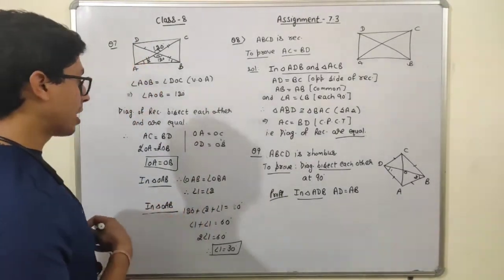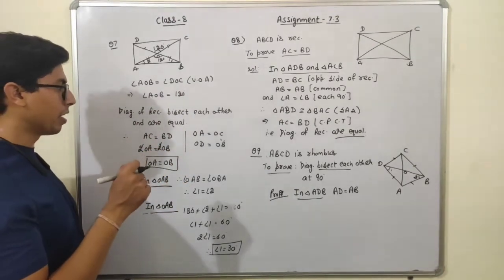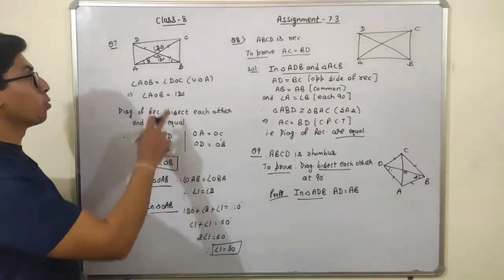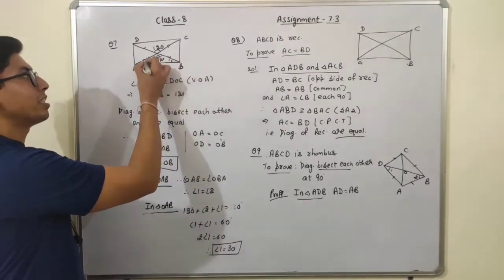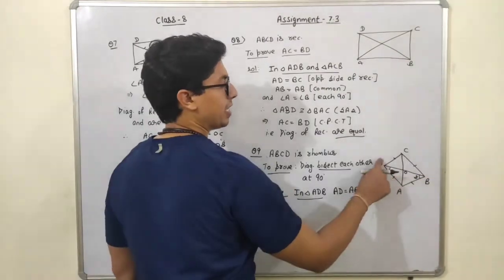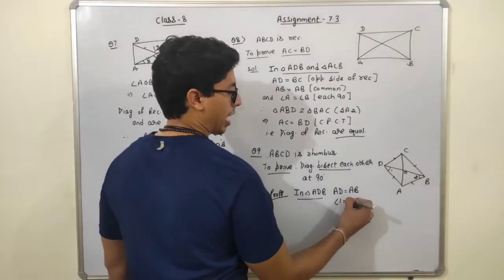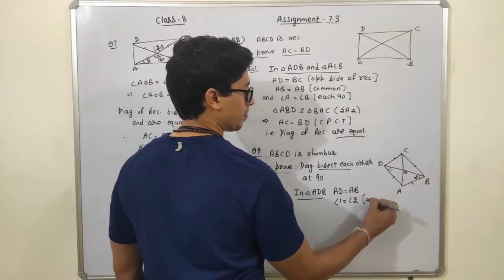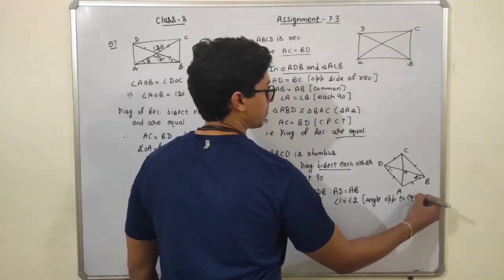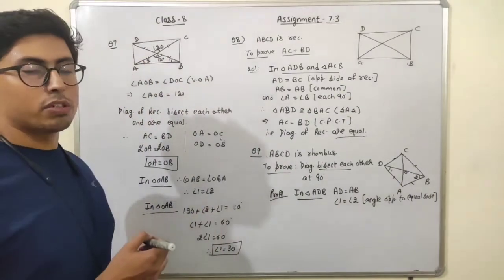Now students, using the same property that angles opposite to equal sides are equal. I have already used this property. As these two sides are equal, I take these opposite angles as equal. So similarly, in triangle ABD, these two sides are equal, so I can say that angle 2 is equal to angle 1, angle opposite to equal side. So angle 1 is equal to angle 2.